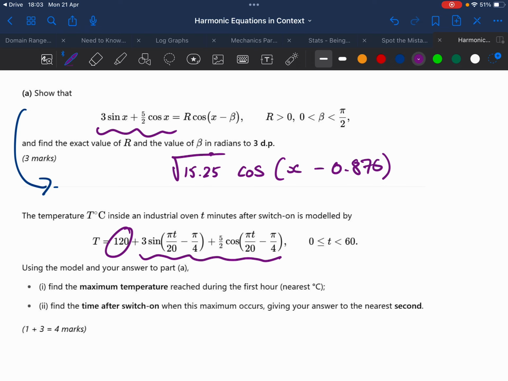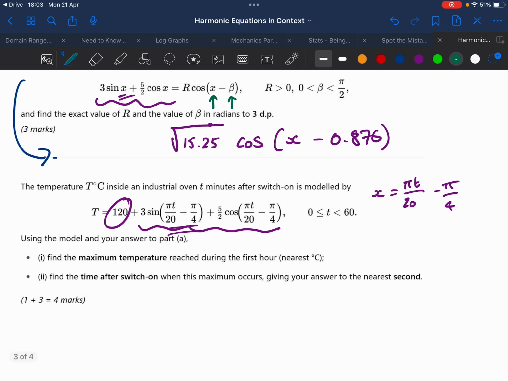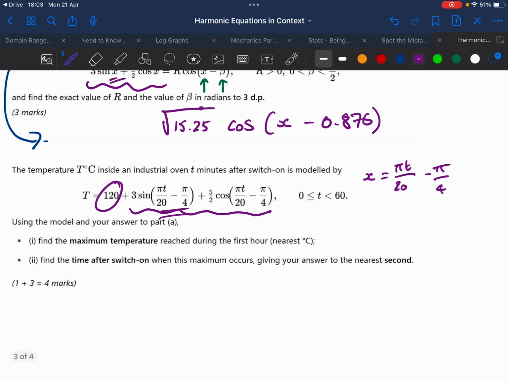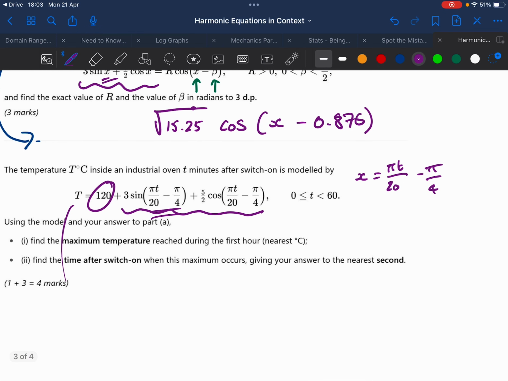There's a little bit more going on as well, because on this question, x, what is normally our x in our equation, has been replaced with quite a lot of stuff. It's been replaced with pi t over 20 minus pi over 4. So all of that bit would be just the x, and then you would still need that beta as well. So let's have a go at writing the new embedded version.